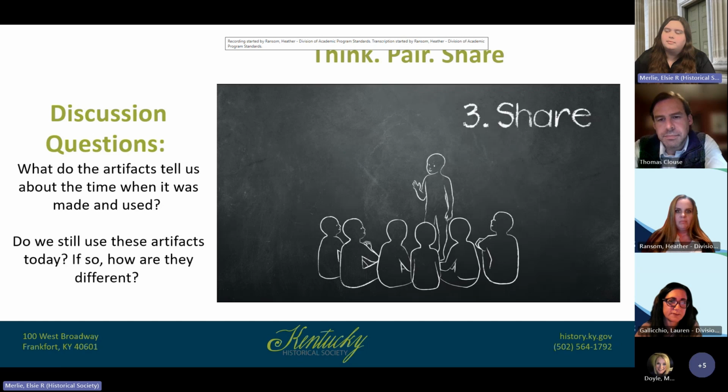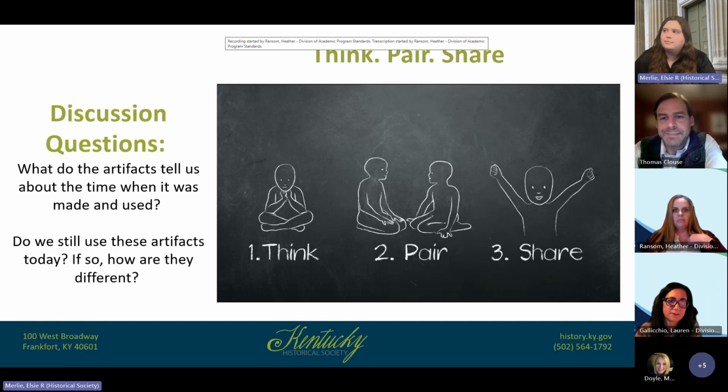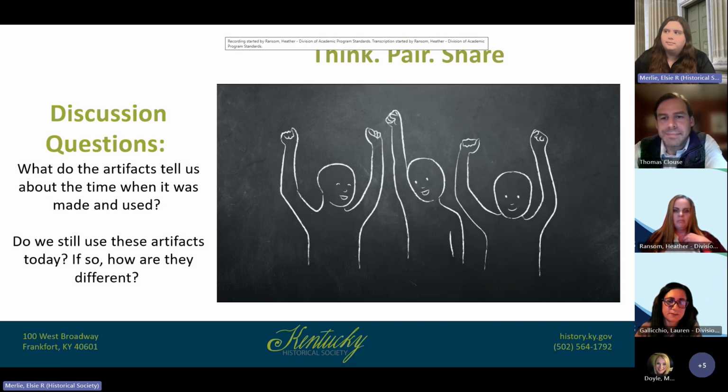The third step is share. The teacher chooses a student from each pair or group to share their group's answers with the whole class. The Think, Pair, Share method helps students to think more deeply and allows them to learn from each other.